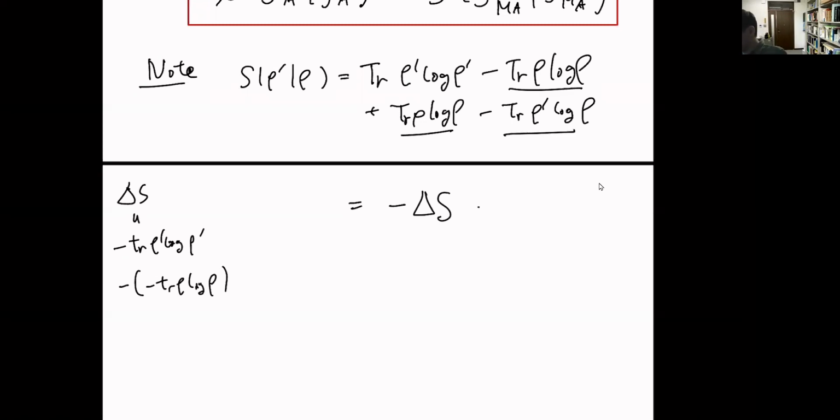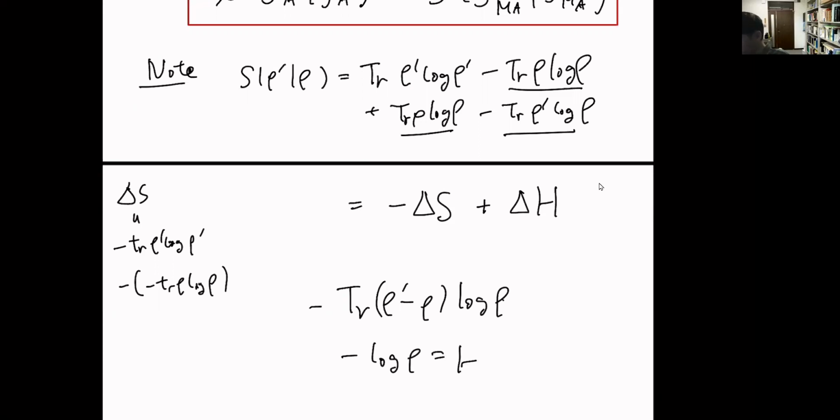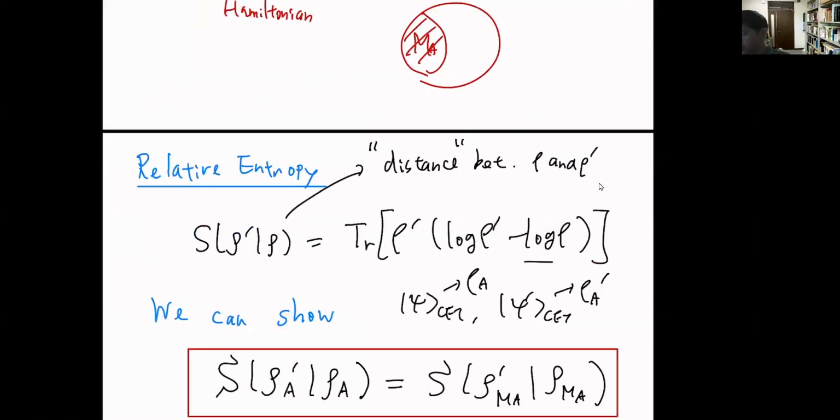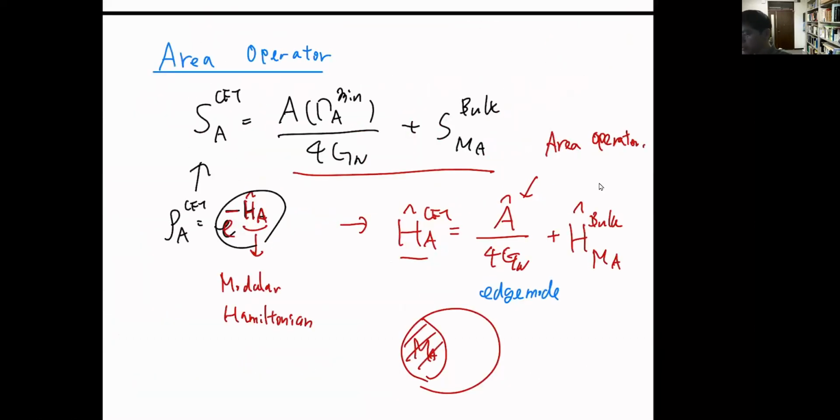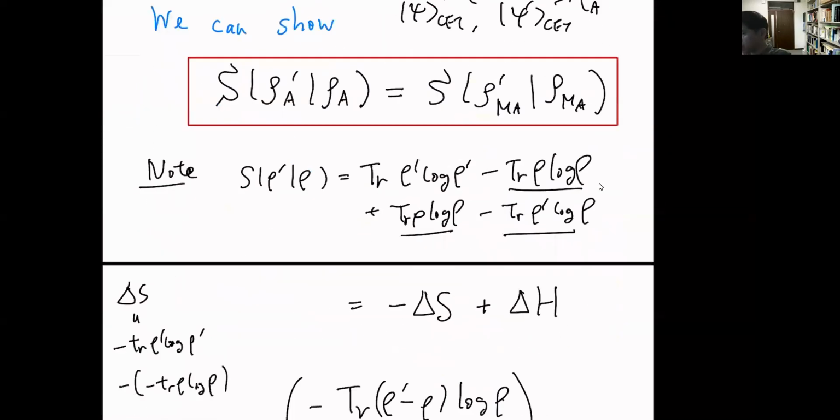And this one is actually plus delta H. What does this mean? This is like rho minus rho prime times log rho, but we can just put the minus sign here. Then it is rho prime and minus log rho, which is the modular Hamiltonian, as we introduced here. H_A is minus log rho A.